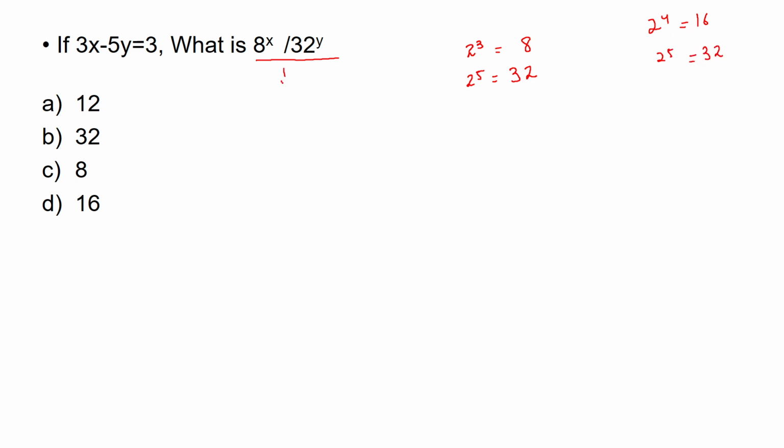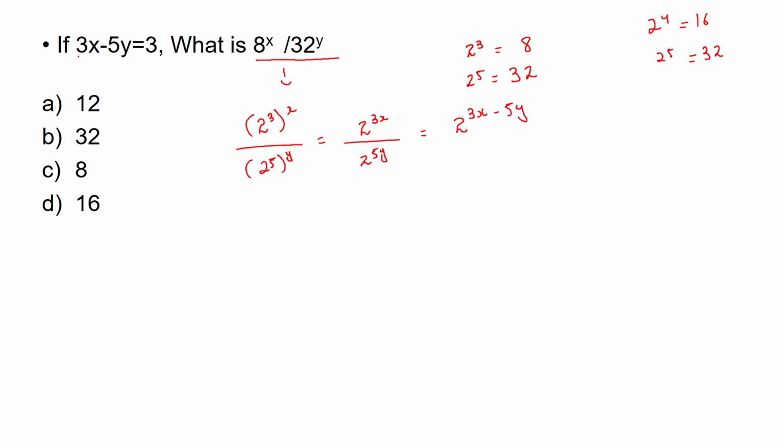So I can go and write this as (2 power 3) power x divided by (2 power 5) power y. Now I can write this as 2 power 3x divided by 2 power 5y. And using the law of exponents, I can write this as 2 power 3x minus 5y.